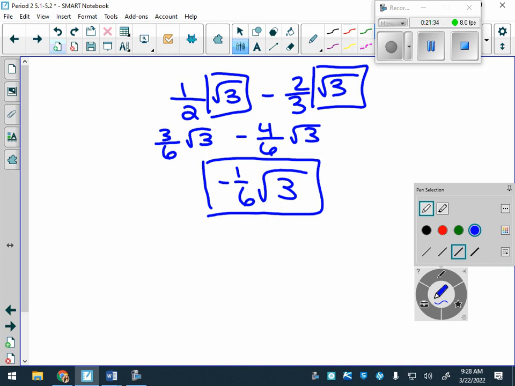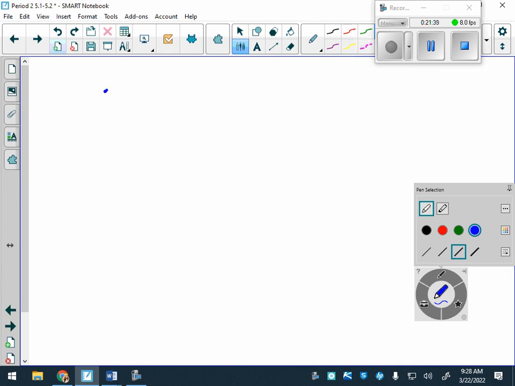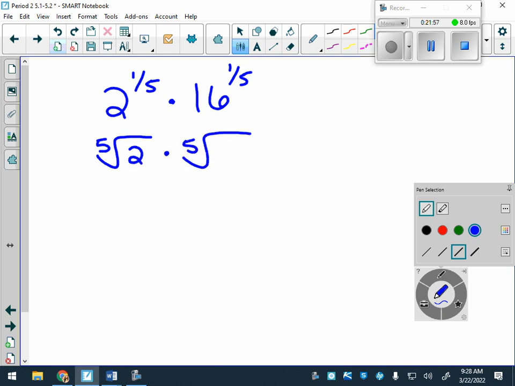Which one? The 2 to the 1/5? Just making sure. All right. Okay. So what does 1/5 mean? The 5th root. So if I rewrote it, the 5th root of 2 times the 5th root of 16, okay? They're both the 5th root. So since they're the same, I can multiply these. 2 times 16 is 32, and then you're left with 2, okay?